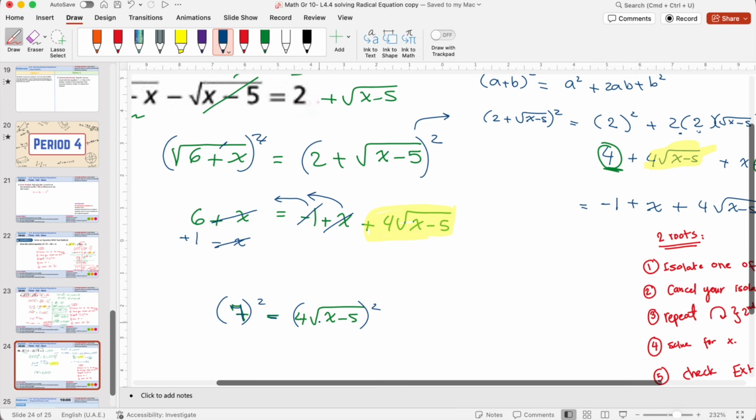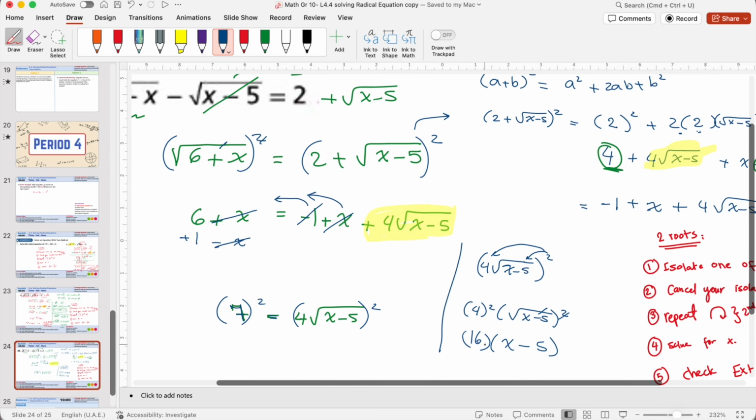As it is. This is one term. How do we square 4 root x minus 5? How do you square this? Just square the 4 and square the root. So the 4 squared times the root squared. 4 squared is 16. Root squared will get cancelled basically. So keep a bracket because you still have to multiply.